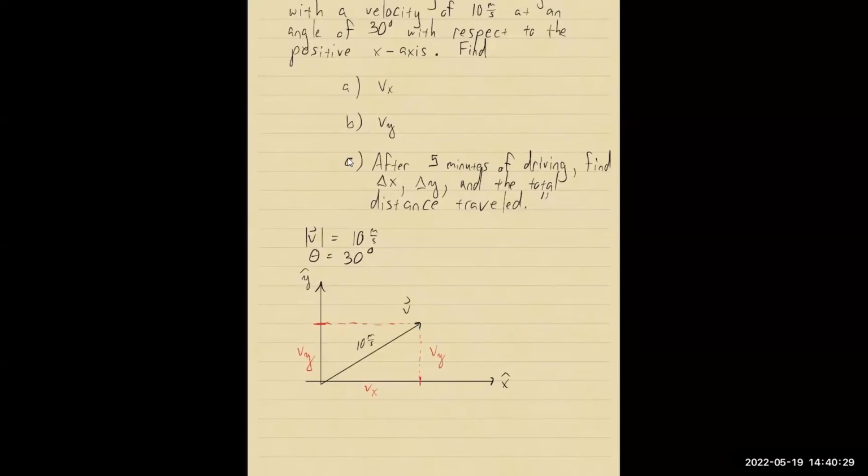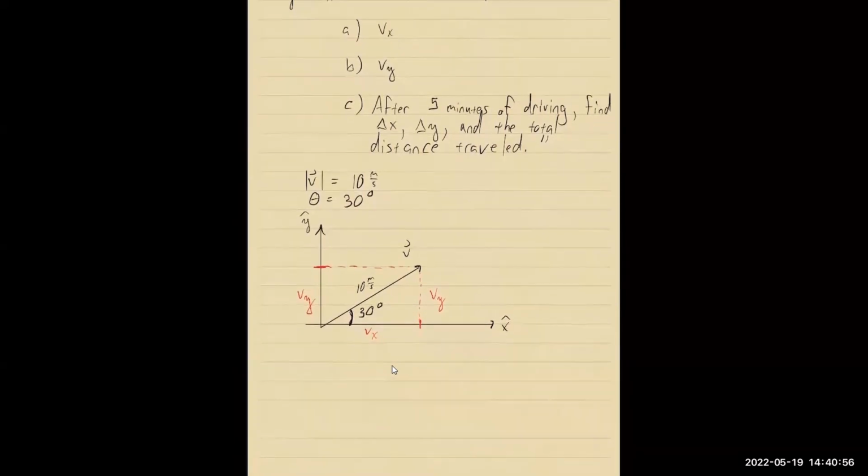The second bit of information that the problem tells us is that the angle between this velocity vector and the positive x-axis, right, this is the positive x-axis, and it says that the angle between these two things is 30 degrees. So this angle right here is 30 degrees. And we know how to find the x and y components of a vector given its magnitude as well as its angle with respect to the positive x-axis. So the x component of a vector is given by its magnitude v, times cosine of the angle between that vector and the positive x-axis.